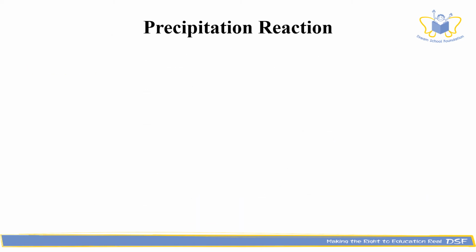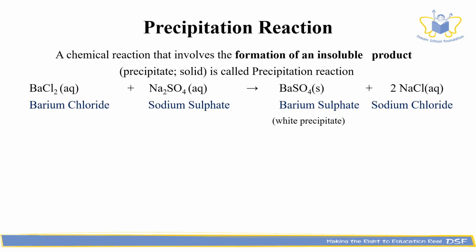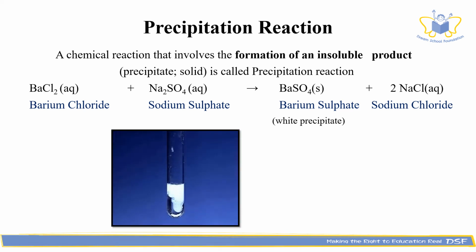Let's understand in detail what a precipitation reaction is. A chemical reaction that involves the formation of an insoluble product is called a precipitation reaction. When barium chloride and sodium sulfate in the form of their aqueous solutions are combined, a white precipitate, barium sulfate, is formed, which is insoluble in water. The reaction also creates sodium chloride, which remains dissolved in water and cannot be seen. Here, a double displacement reaction has taken place. The products formed are entirely different from the reactants in chemical composition.